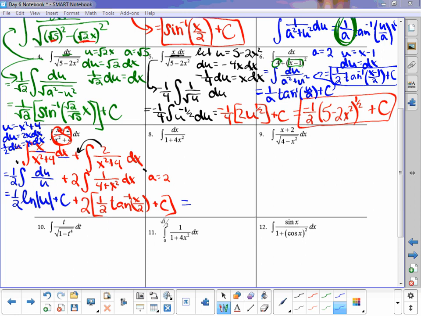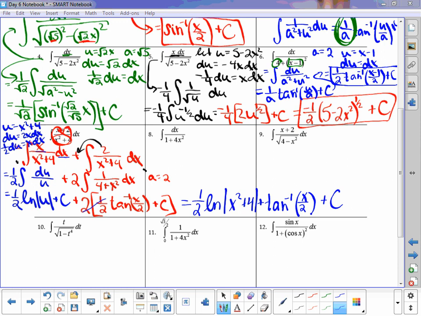So I have 1/2. What was my u? x squared plus 4. Do I technically need my absolute values here? Not really, since this is always positive. I'm just going to leave it. Better safe than sorry. Alright, and then my 2 and 1/2 reduce. So I have inverse tangent of x over 2 plus c.